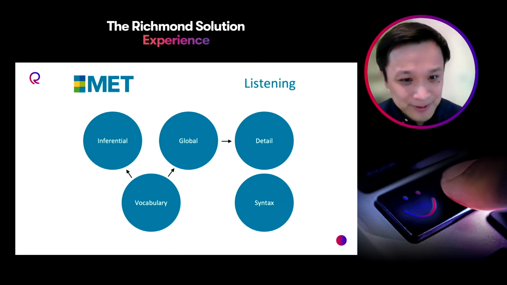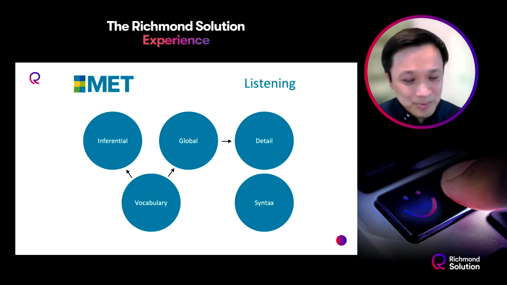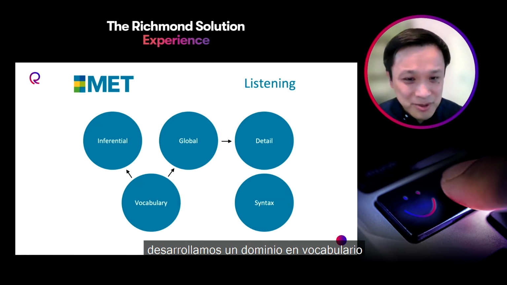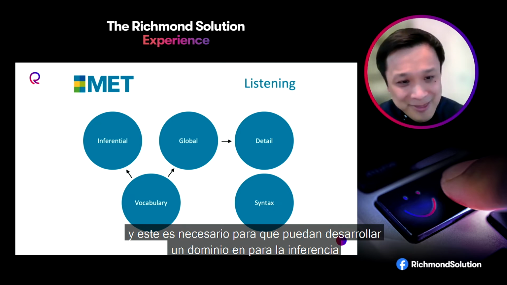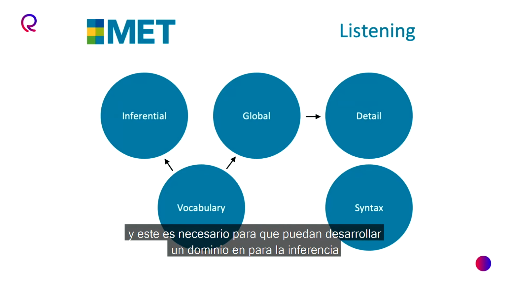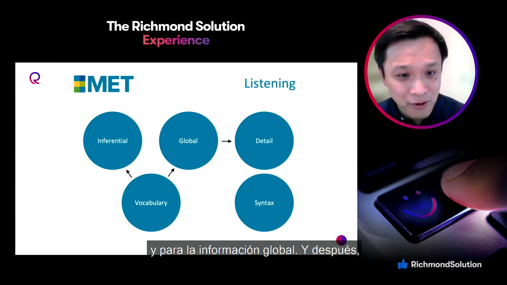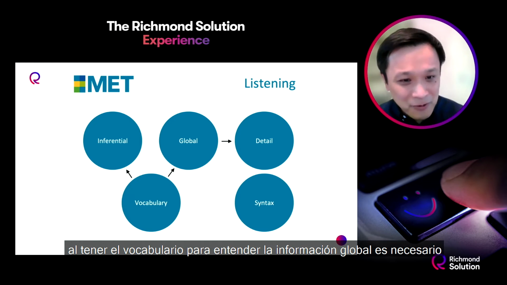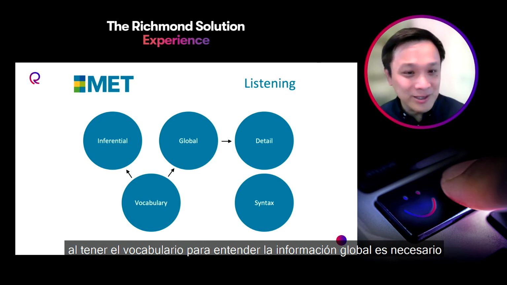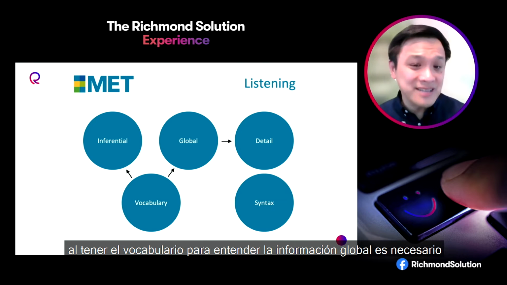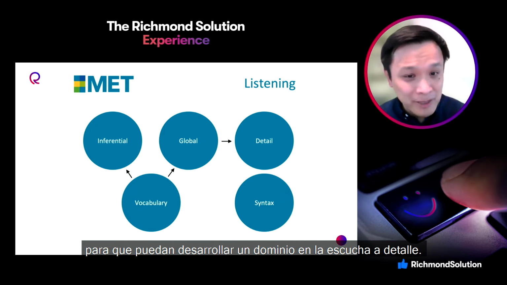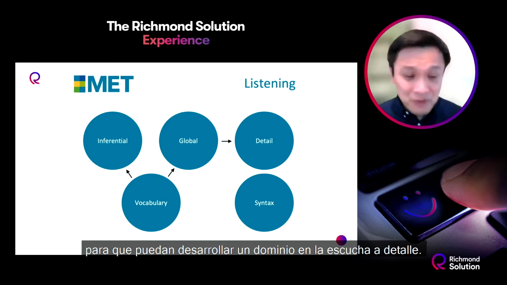Listening is quite different. In listening, you develop mastery in vocabulary, and this is necessary in order for you to develop mastery in listening. This is necessary for you to develop mastery in listening for inference and in listening for global information. And further, having the vocabulary to listen for global information is necessary in order for you to develop mastery in listening for detail.